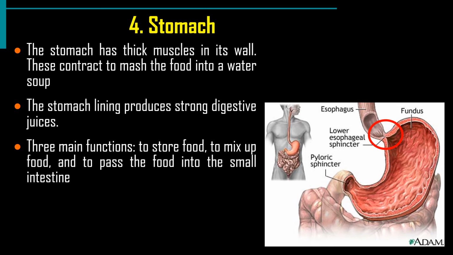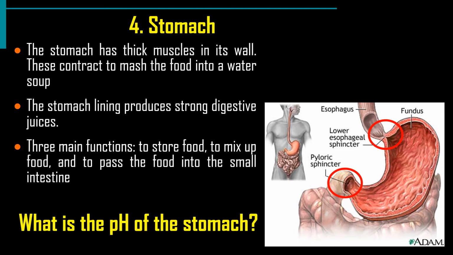After 1 to 2 hours in the stomach, the food is a thick paste referred to as chyme. It leaves the stomach through the pyloric sphincter at the bottom of the stomach. Question: what is the pH level of the stomach? Post your answer in your respective GC.